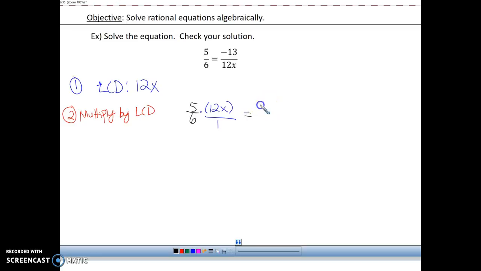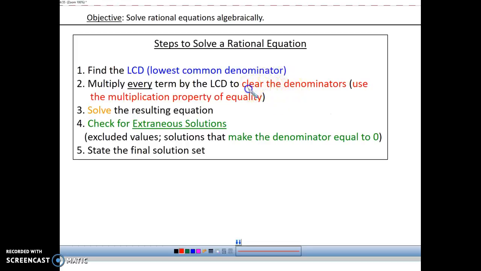is equal to negative 13 over 12x, and I need to multiply by the LCD 12x over 1. And I'm writing that over 1 because we're multiplying by fractions. The main thing to do this is for you to clear the denominators. The whole point of that is to clear the denominators using the multiplication property of equality, meaning whatever you do to one side, you have to do to the other.